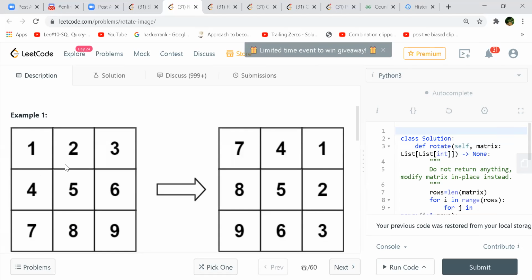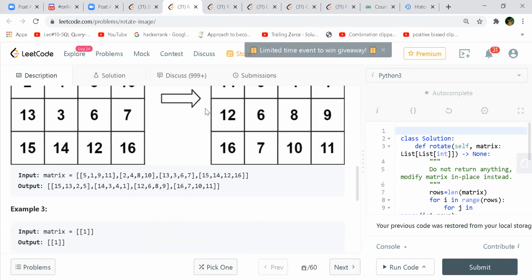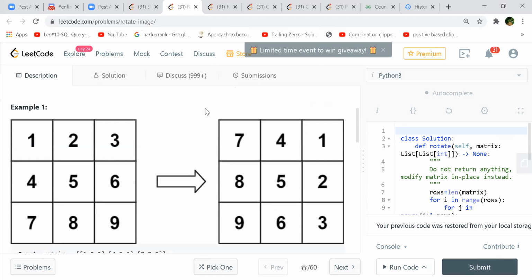Right. So first you take the transpose and then reverse each row, kind of. Swap the rows, swap the columns. Swap the columns or reverse each row, yeah. Or, yeah, this is the only way, right? Or can there be another also?